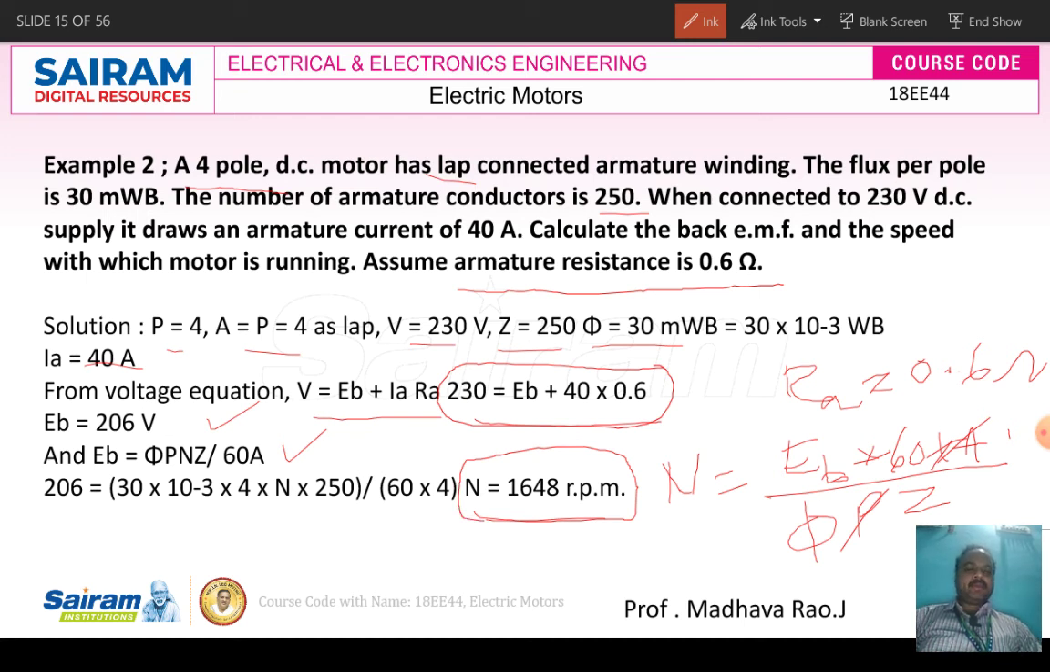So what values did we need to calculate in this problem? The back EMF and the speed with which the motor is running, the N value. So EB is 206 volts, and the speed with which the motor is running is 1648 revolutions per minute, RPM. So these two problems are important.